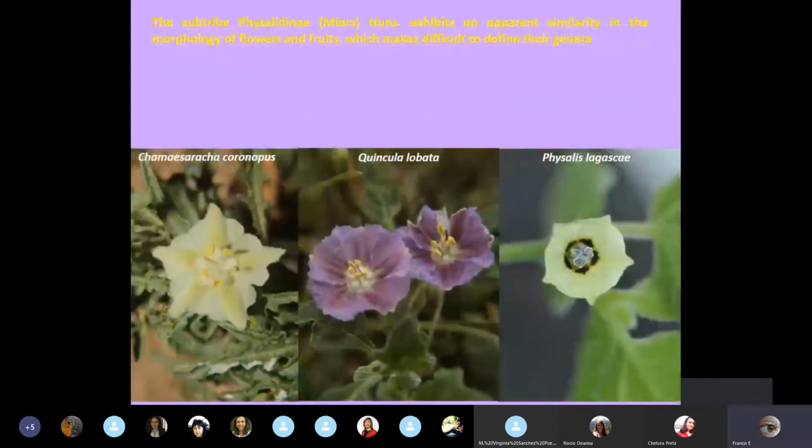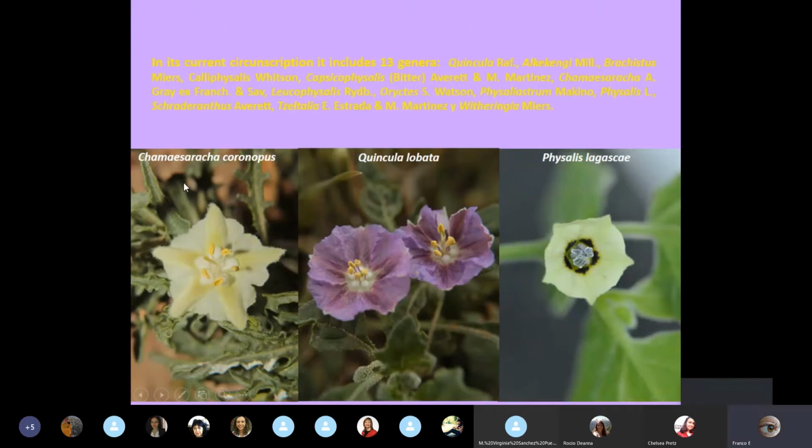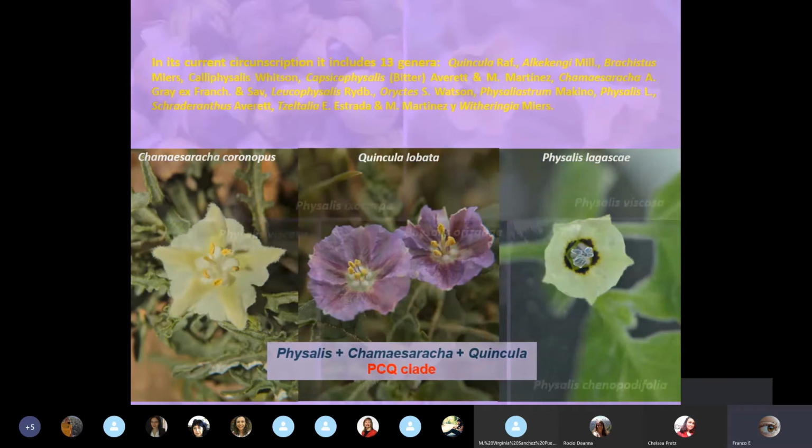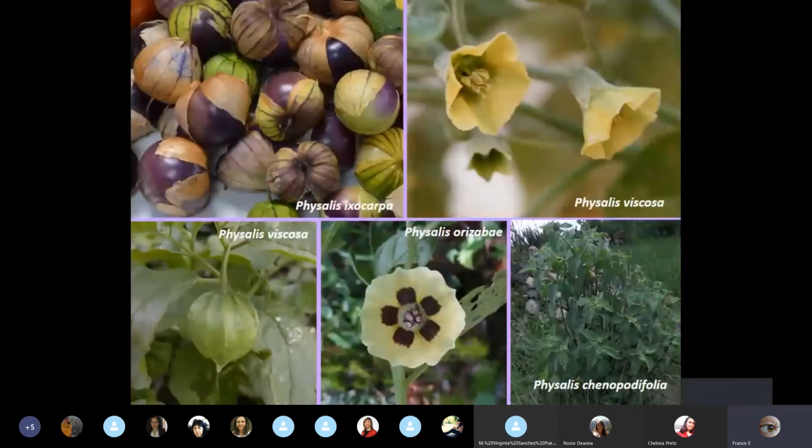Within the tribe Physalideae, we have the subtribe Physalinae, which exhibits an apparent similarity in the morphology of the flowers and fruits, which makes it difficult to define their genera. Here we have 3 genera, Chamaesaracha, Quincula, and Physalis. But in its current circumscription, the subtribe includes 13 genera. These 3 genera are recovered as monophyletic in all the phylogenies. So we call them the PCQ clade: Physalis, Chamaesaracha, and Quincula. Of course, the most important genus within Physalinae is Physalis, with around 90 species, including some species that are economically valuable because they are crops, like the ground cherry and the Uchuva or tomatillo, the golden berry.